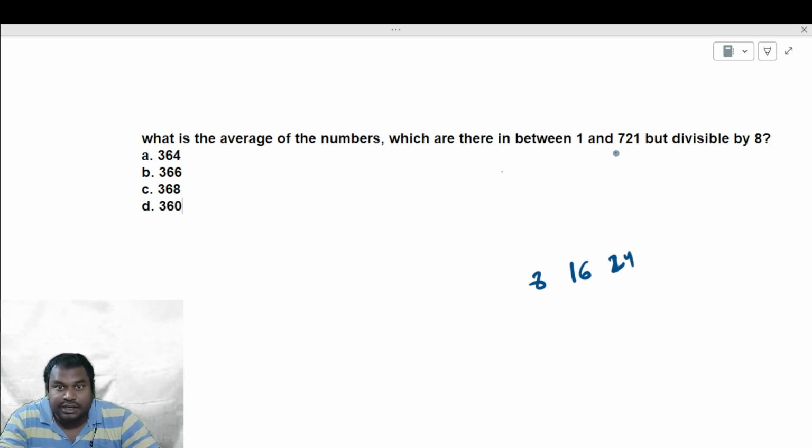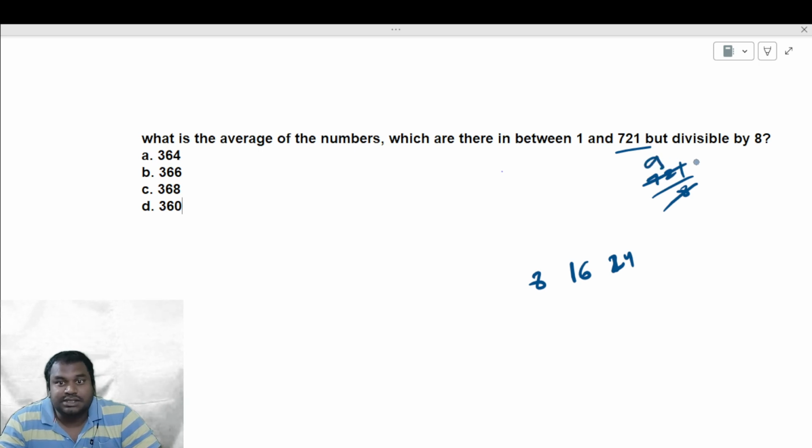And before 721, what is the number? Before 721, you cannot guess directly. So you just divide 721 with 8, whether it is divisible by 8 or not. If it is divisible by 8, you subtract 8 from 721, then you will get the number you need. For that, I'll check the divisibility. See, it is not divisible by 8 anyway, because directly you can say, seeing it. Anyway, I'll do it.